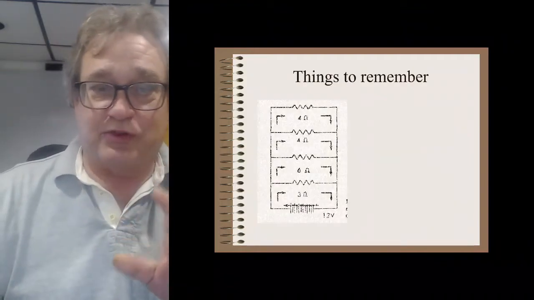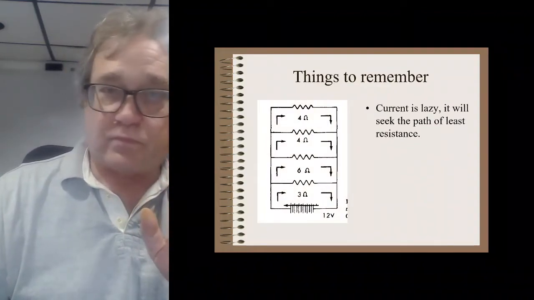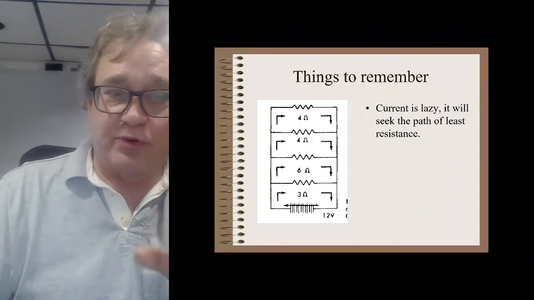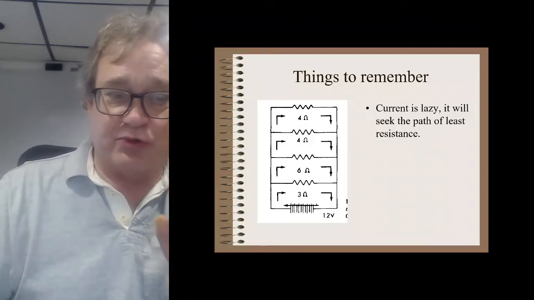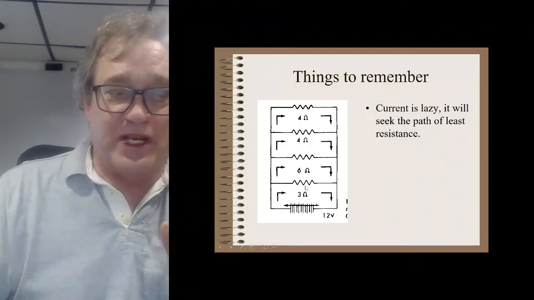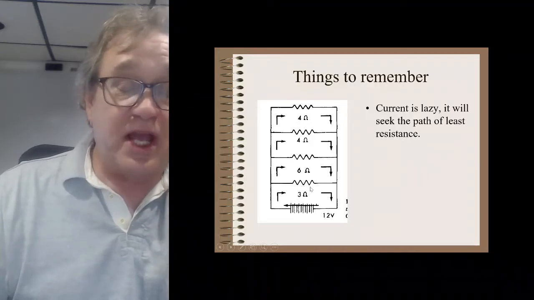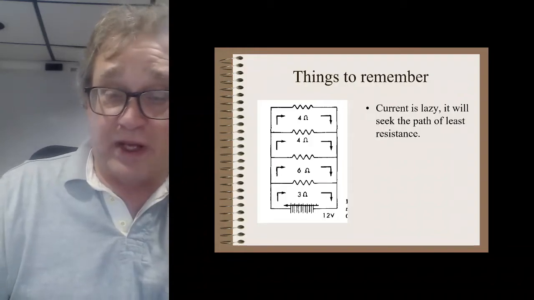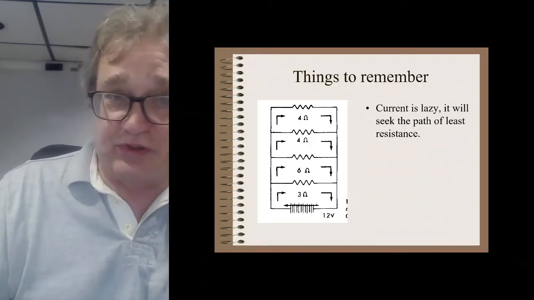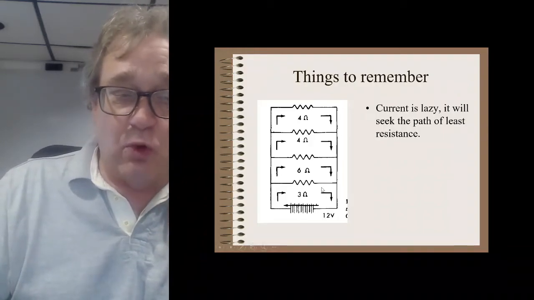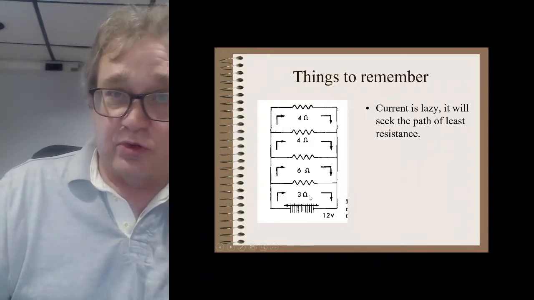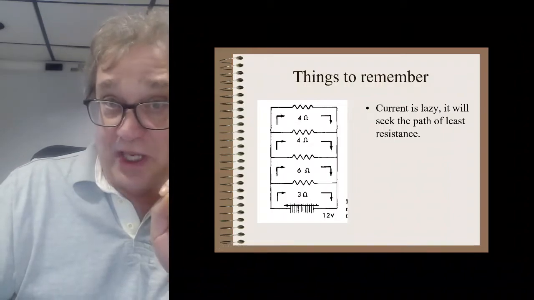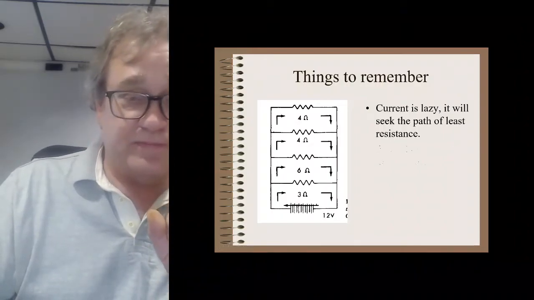Okay, so some things to remember. Current is lazy, so the most amperage is going to take the path of least resistance. So this 3 down there is going to have the highest amount of amps. And I know my total circuit resistance is going to be lower than this. Looking at the lowest one, I kind of know some things.